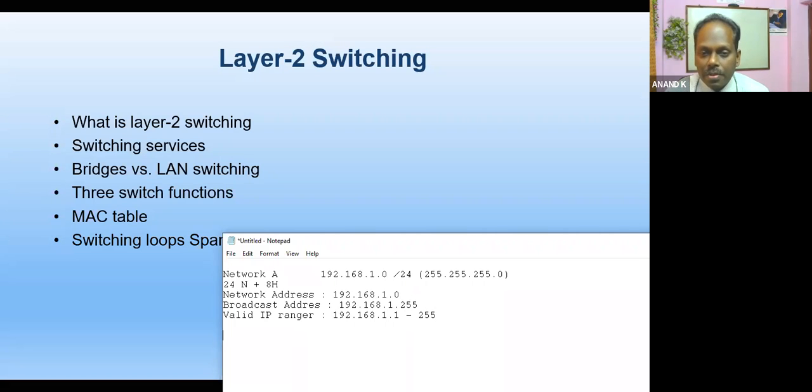If I had taken class C, it is the same thing. If I have a larger network, say I take 172.16.0.0/16, then the net mask is 255.255.0.0. This is how I define it. That means 16 network bits plus 16 host bits.